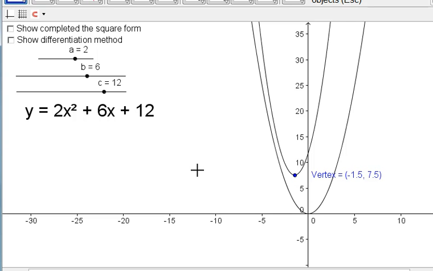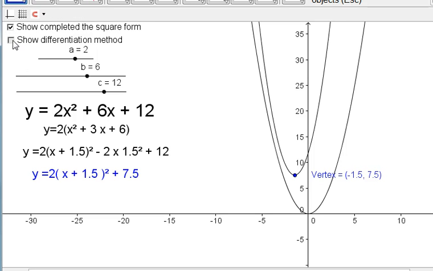But let's say you didn't have the graphs. How could you figure it out then? Well, what we can do is complete the square on this particular quadratic. And if we do that, if I show you the completed square form, then you can see that this equation becomes 2(x + 1.5)² + 7.5. And you can see the translations that have happened, and you can see the stretch that's happened. So completing the square really helps in this situation.